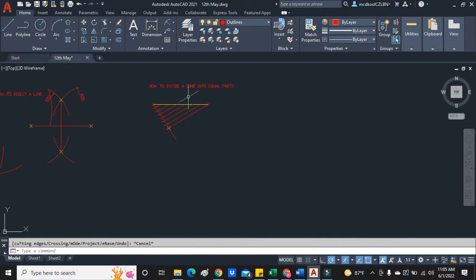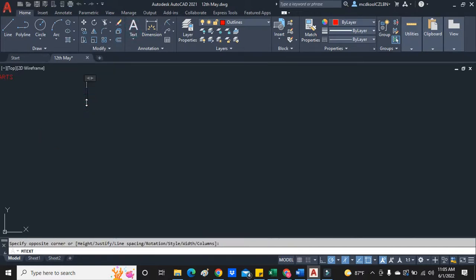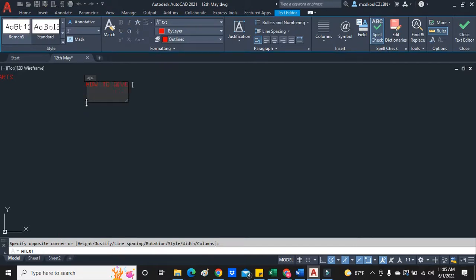Alright, so the third one here that we're going to look at, and you would note that I'm recording the session. The third one here we're going to do is how to divide a line using a ratio.